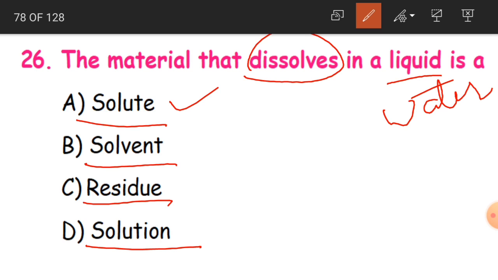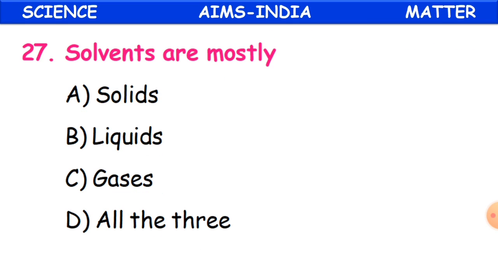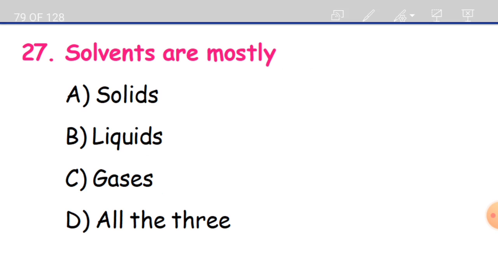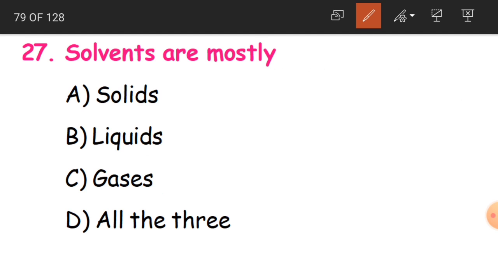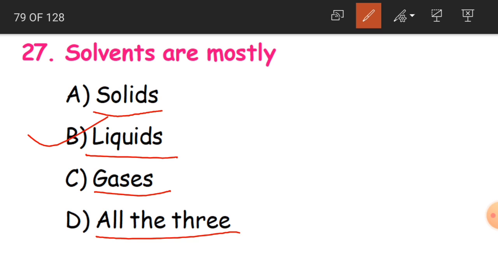Then the solvent is water. Why? Because the water is going to dissolve the salt or sugar. So water is the solvent. Clear? Now, solvents are mostly in which form? In solid form, liquid form, gaseous form, or all the three? And the answer is the liquid form.